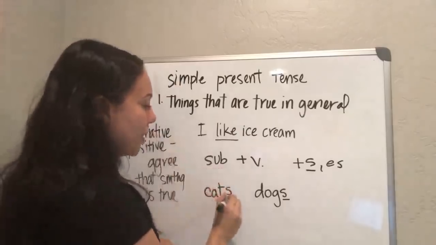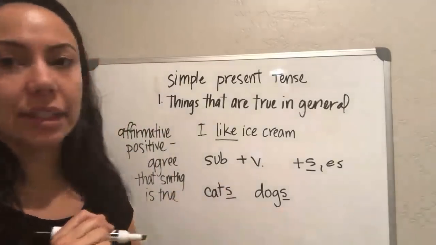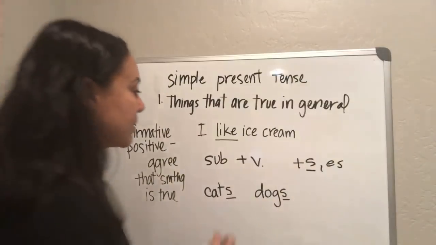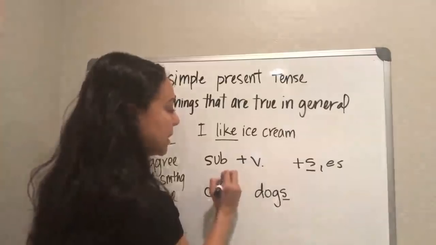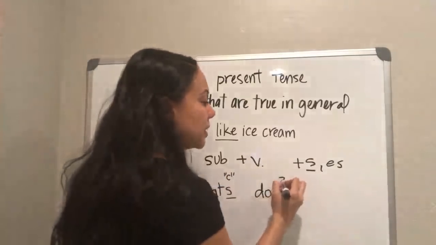Here we have the cats and dogs. Okay, so cats ends with this C-like sound, and dogs ends with the Z.